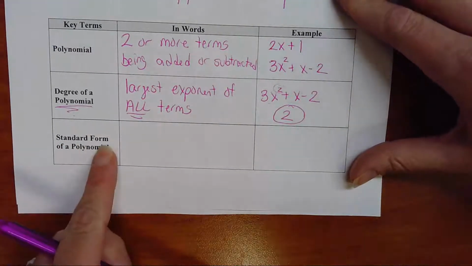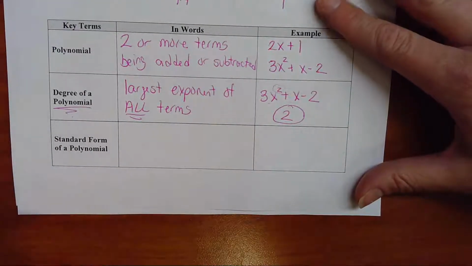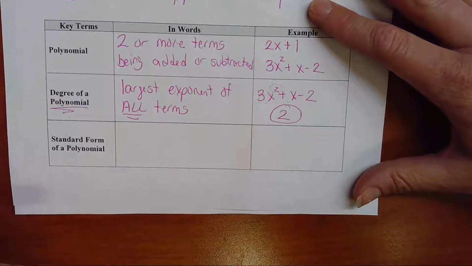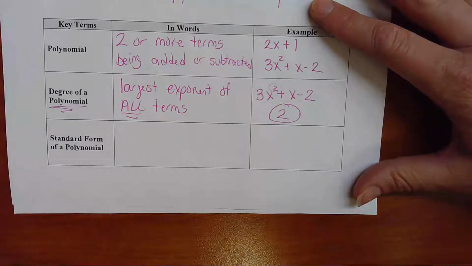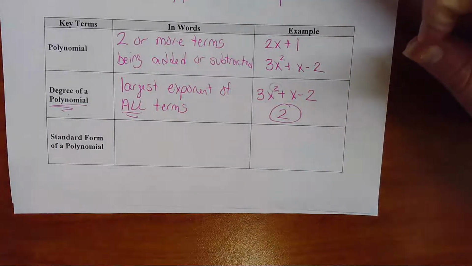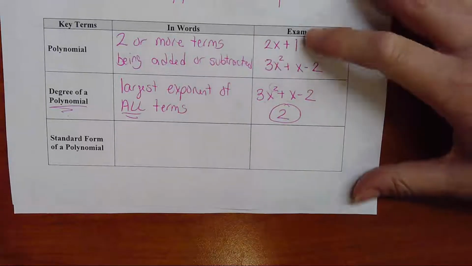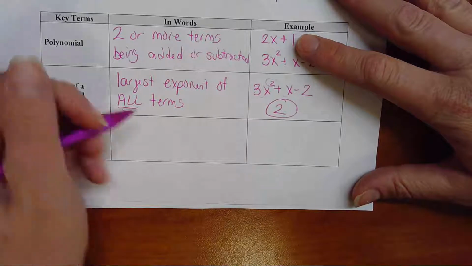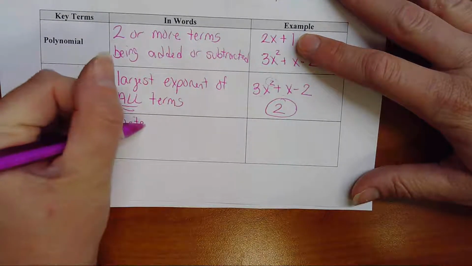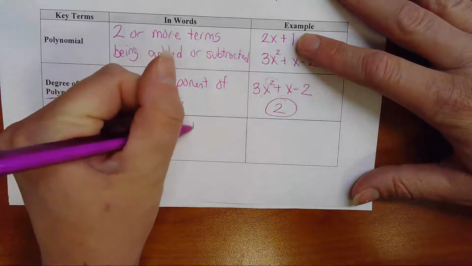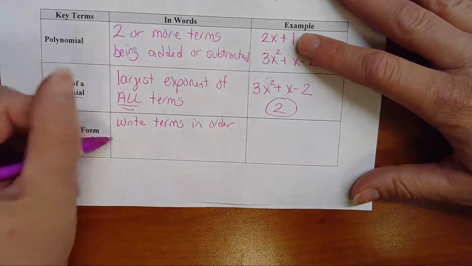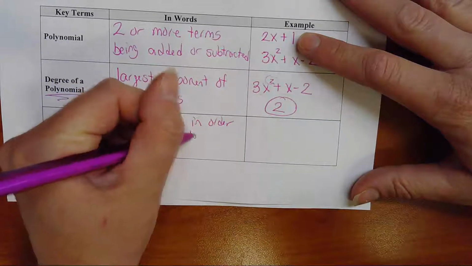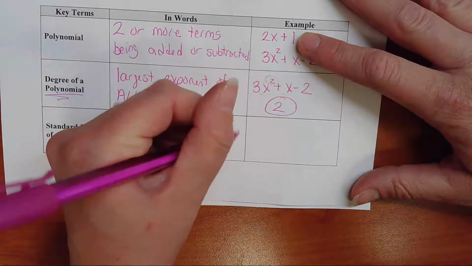And then standard form, the other thing you're going to do today is you will be writing these in standard form. When you write them in standard form, and this is where my type A personality has been in effect for the entire year, because some people don't know what standard form is, and some people still write them in standard form but don't really know they're doing it. But what standard form is, when you write terms in order from largest to smallest exponent.